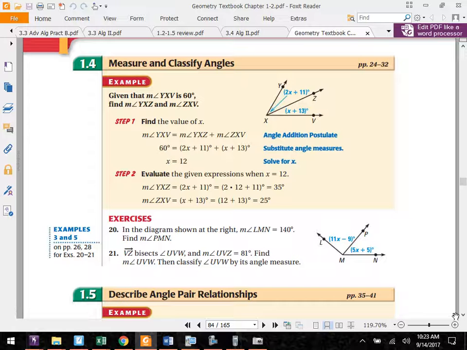What kind of an angle is 162 degrees? Obtuse. Because it said it was a bisector. A bisector cuts an angle into 2 equal parts.